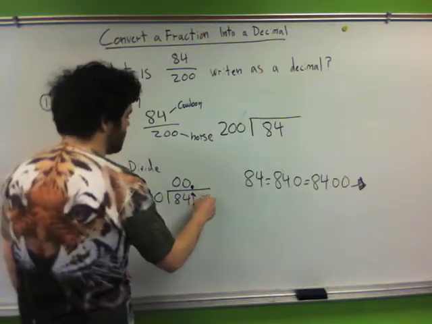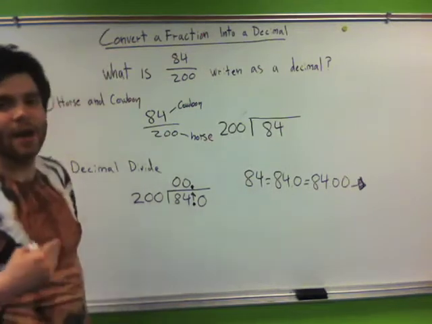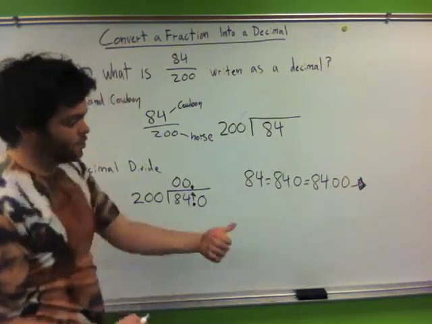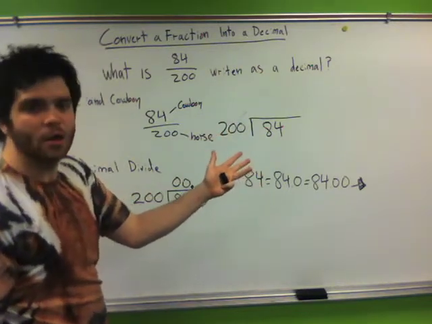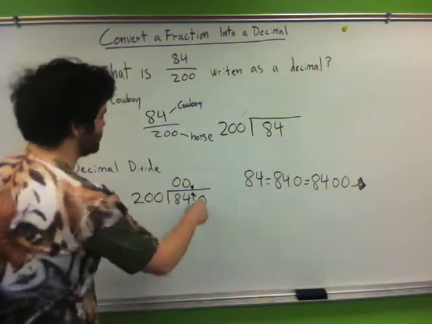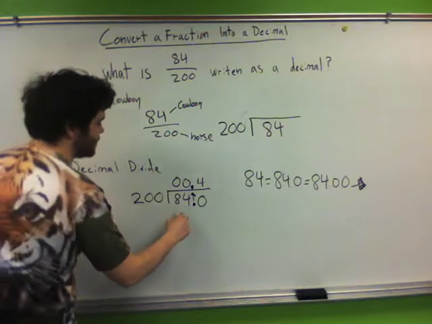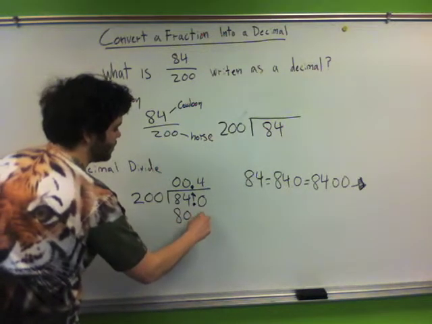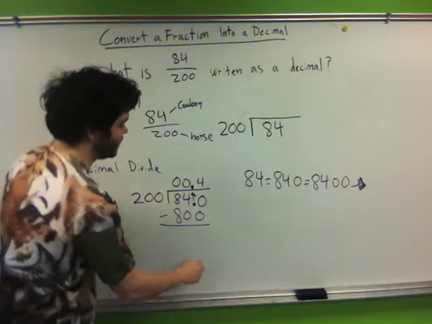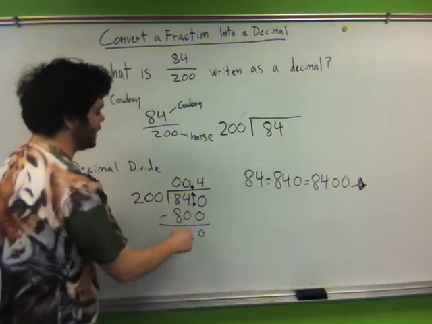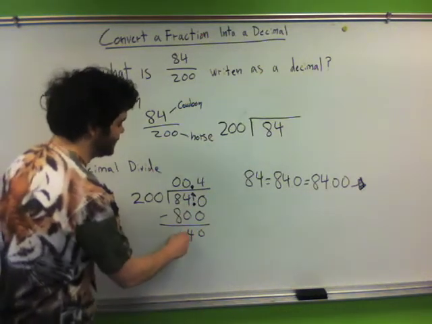So let's just grab a 0. And we'll say, well, how many times does 200 go into 840? I'll tell you right now, it's 200, 400, 600, 800. So it's going to go in 4 times. 4 times 200, well, that's going to be 800. Do our subtraction. 0 minus 0 is 0. 4 minus 0 is 4. 8 minus 8 is 0.